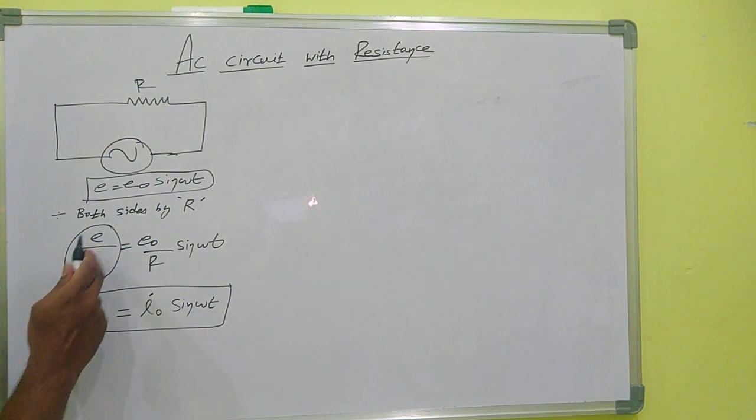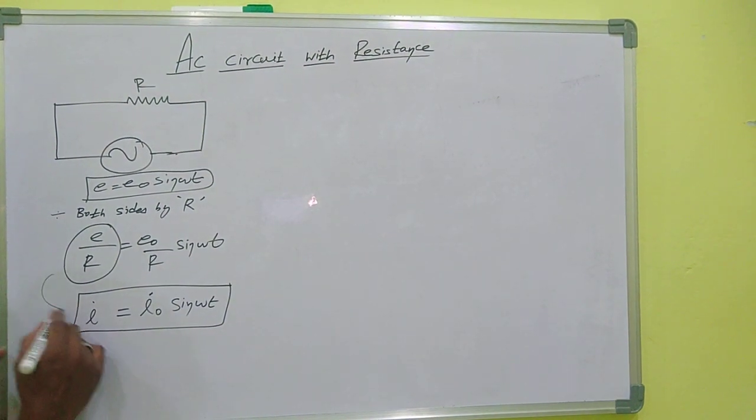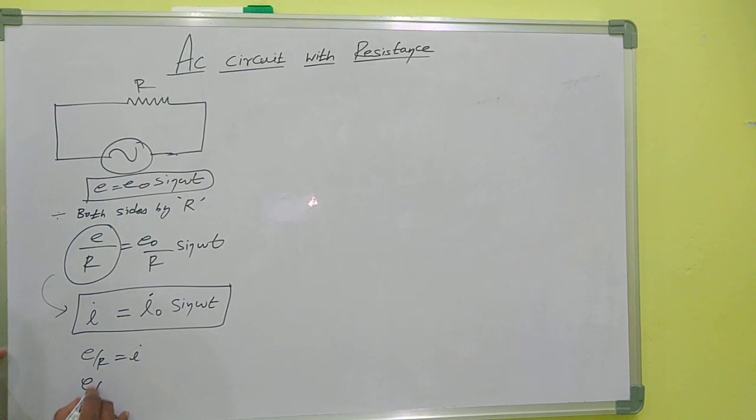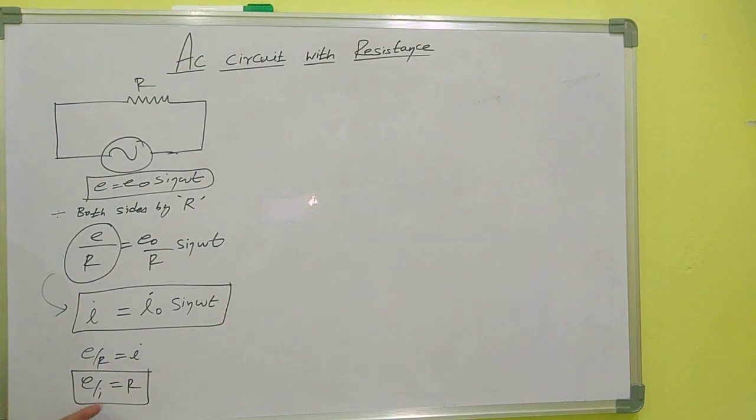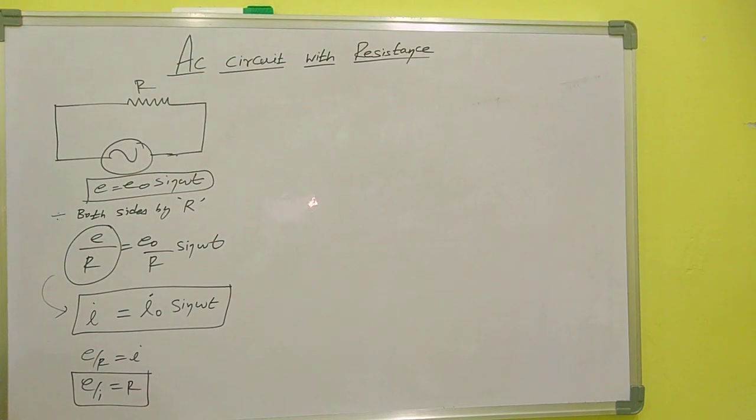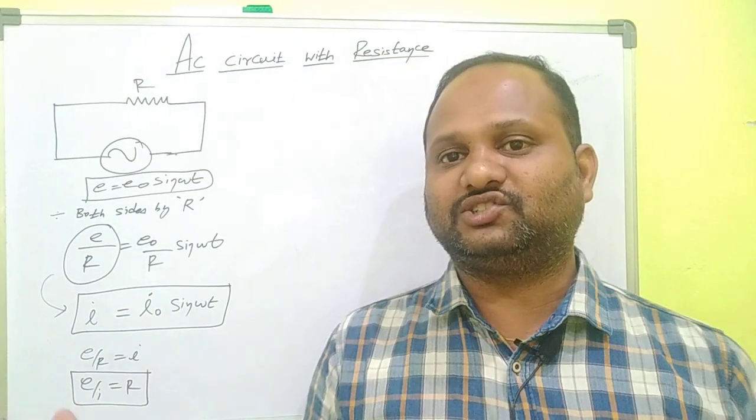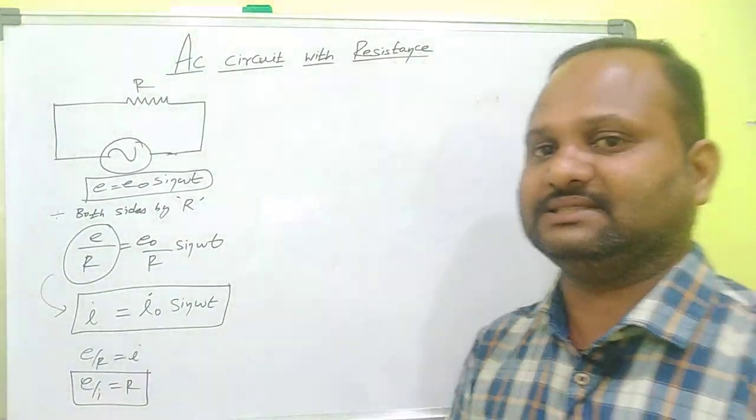From this, E by R is equal to I. So the opposition R equal to E by I, which is in accordance with Ohm's law. E by I is equal to R. Here R is the opposition given by the resistor, which is called resistance.